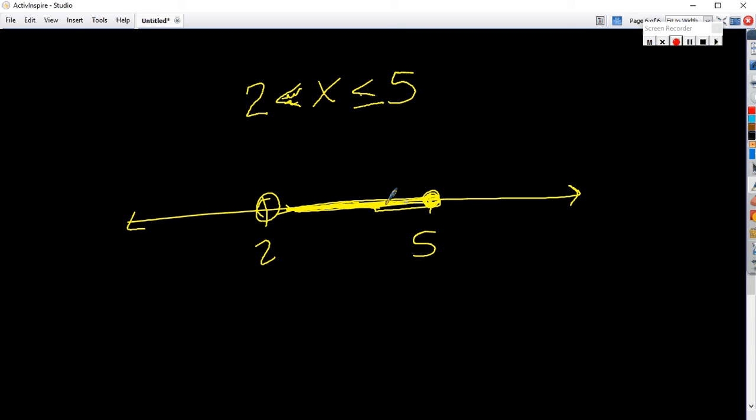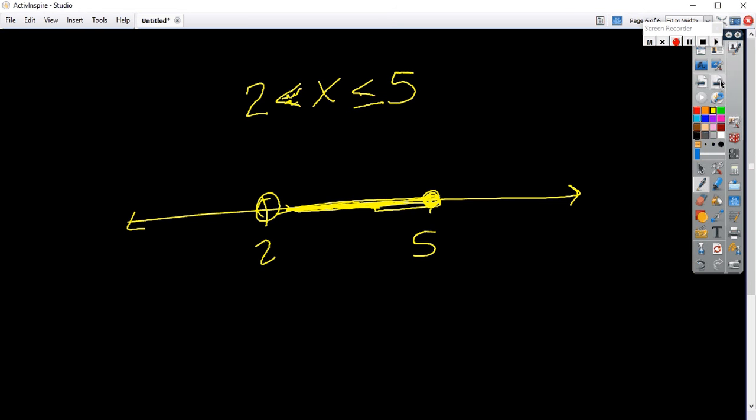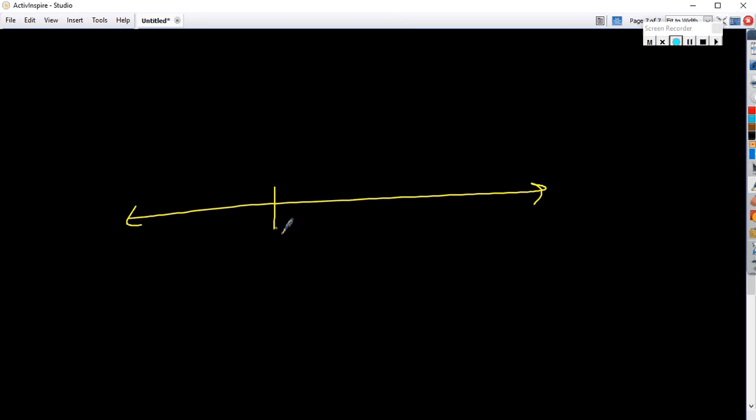There was also another compound inequality you talked about. Same numbers again, but this time it was an or, that's right.